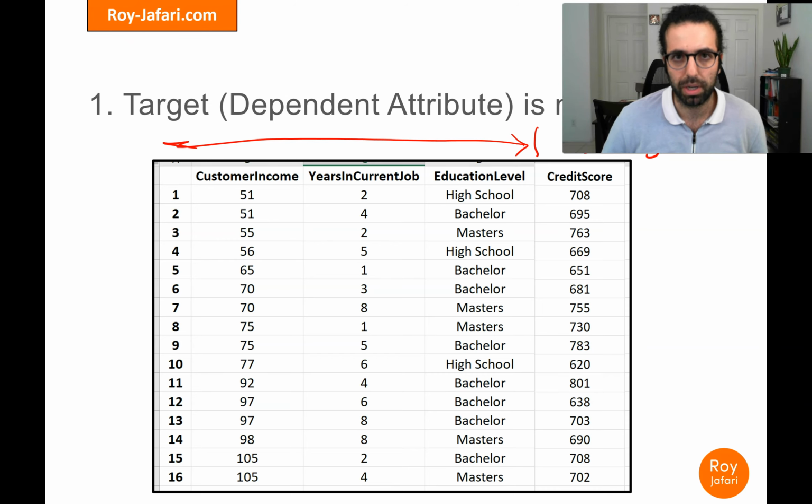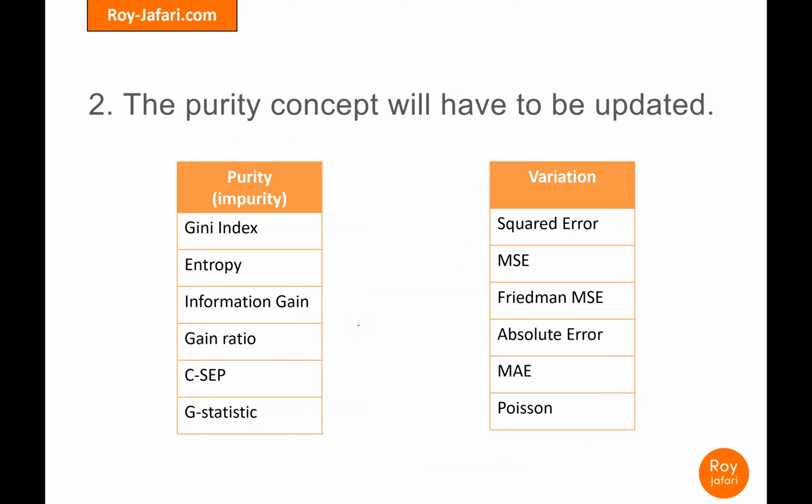The data has to be different because prediction needs a target attribute that is numerical. Then the second thing is the concept of purity. Actually we would capture impurity, and it has to be changed so we can use it with numerical attributes. Purity is a concept for categorical attributes.